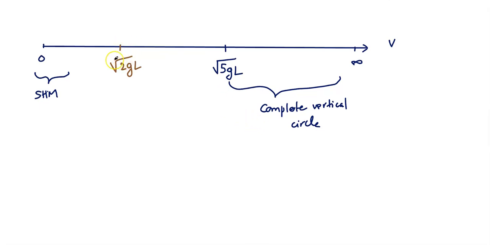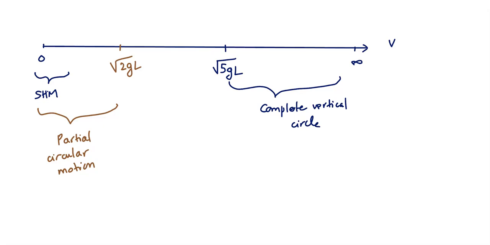For speeds anywhere up to square root of 2gl, it's going to execute, let me call that, partial circular motion. I always use these very unconventional terminologies, but I hope you get the idea. Partial circular motion.